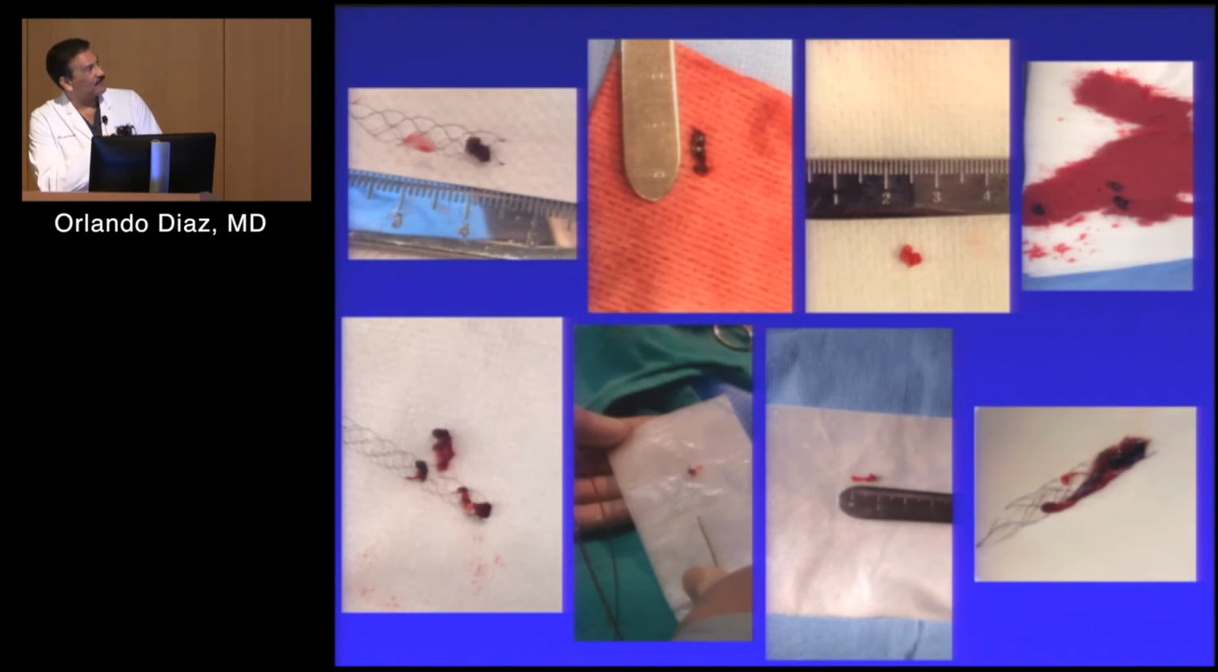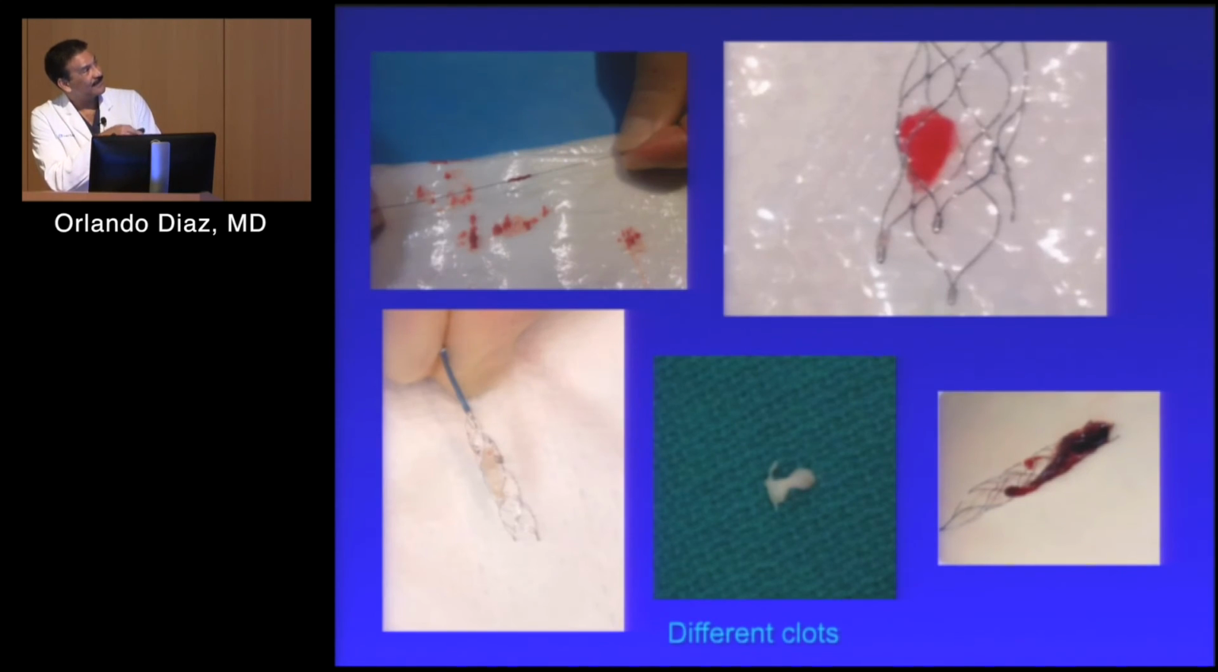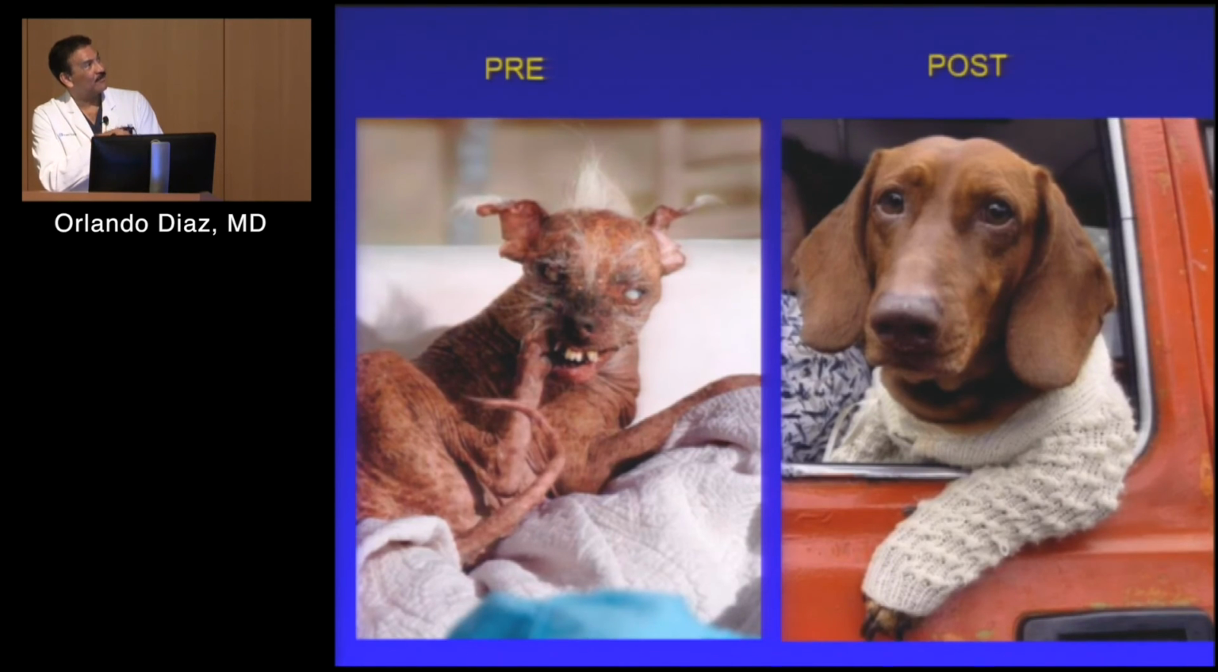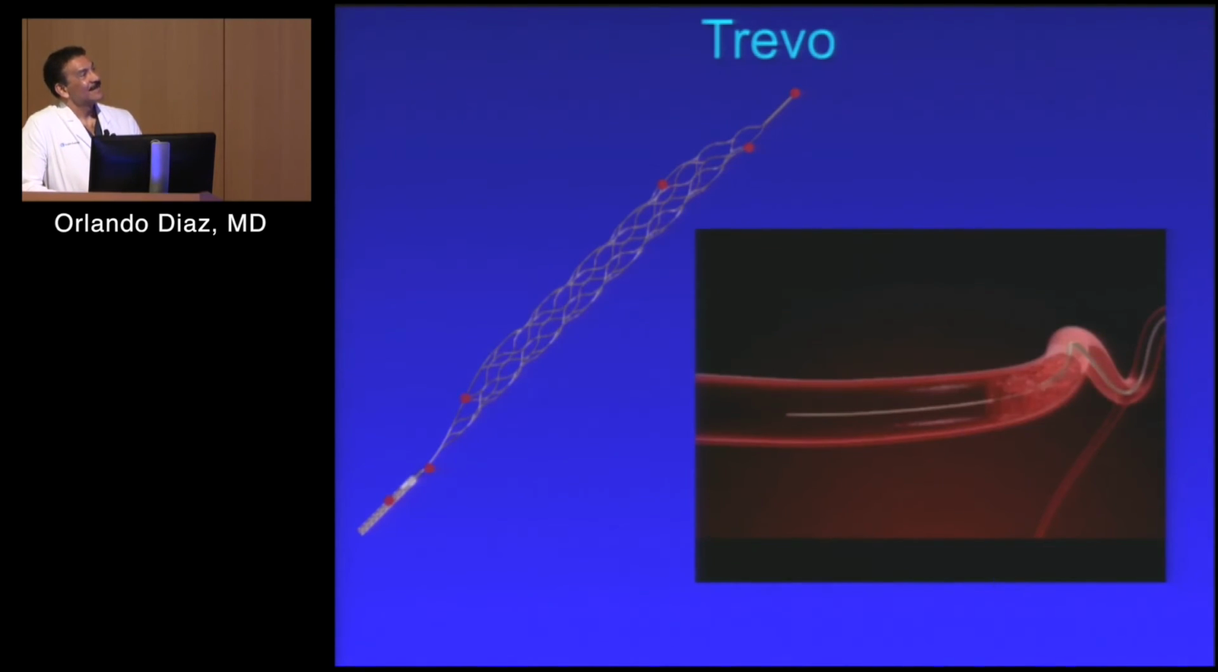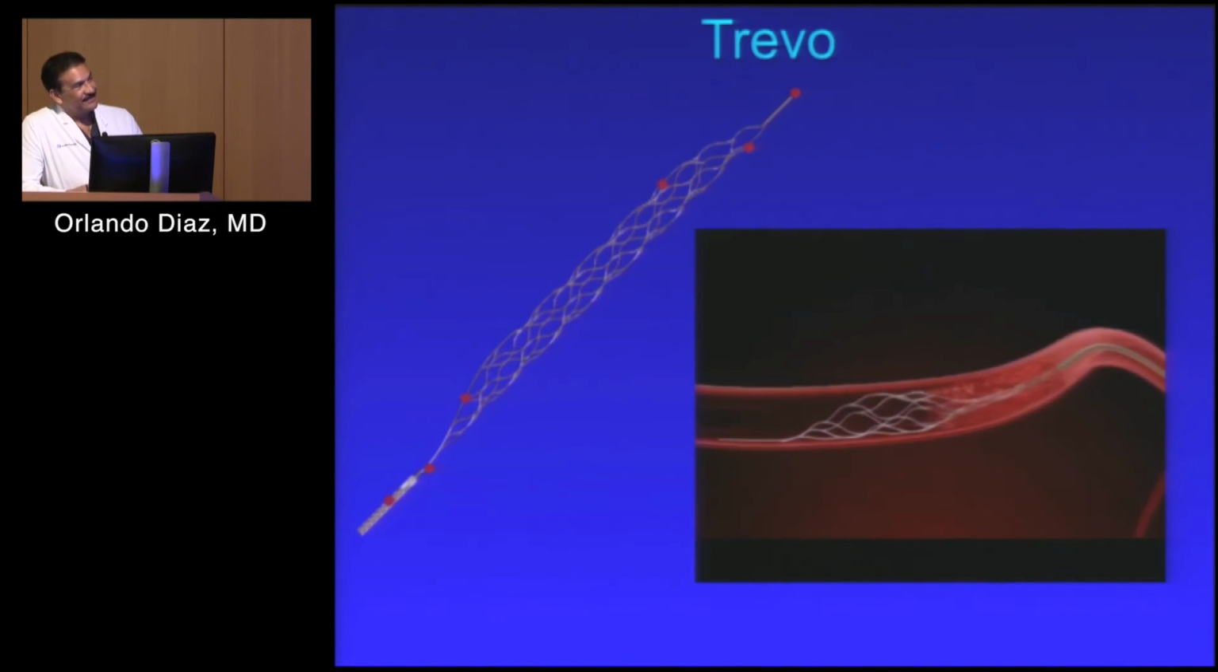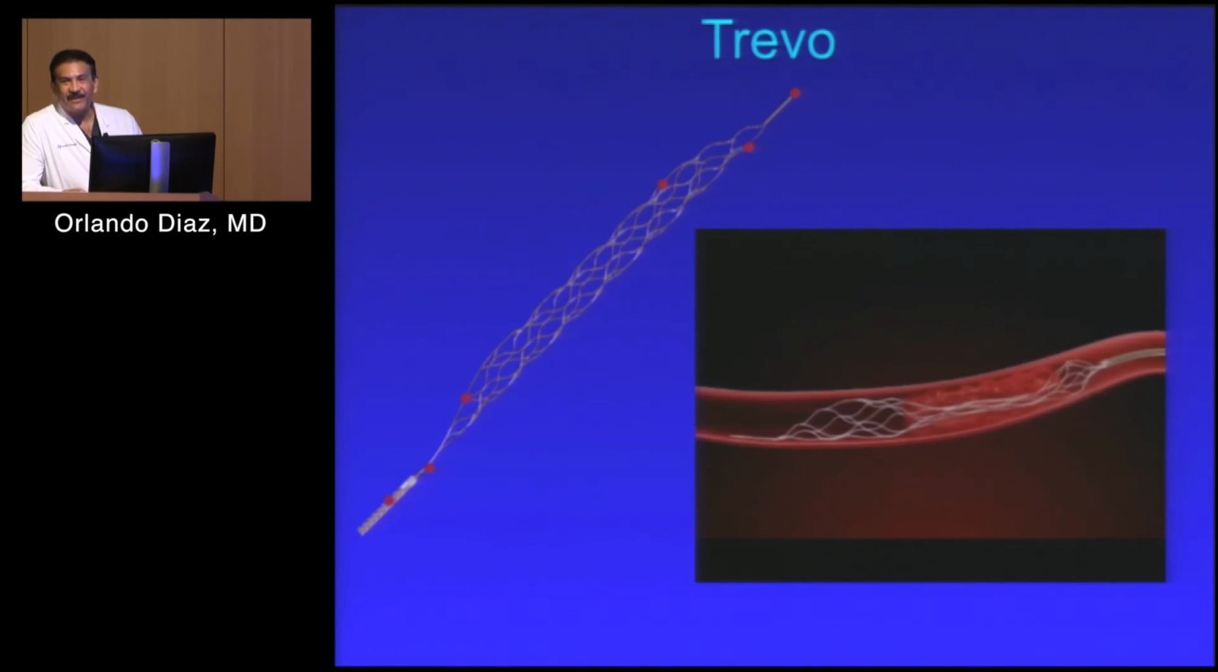We always take pictures and we measure. We're sending to pathology also. So that's a different type of clot, different materials, white clots that we're getting. So we're coming from the pre, making beautiful. If one is good, Solitaire is good, so another company has what is called the Retrieval. It's very similar, copycat, different company.